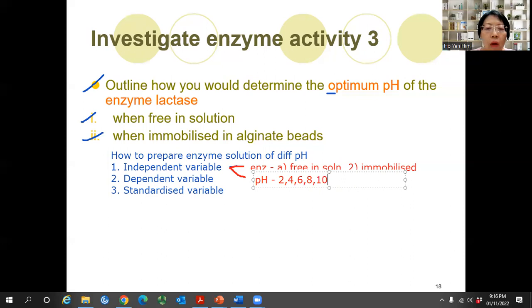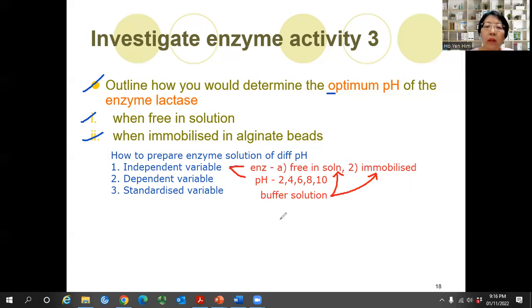Now we know that we're going to prepare these 5 pH. There's a special solution that we need to use to prepare pH, which is called the buffer solution. Now we've got two types of enzyme: enzyme free in solution and enzyme that's immobilized, and you must make sure that they are placed in these 5 different pH.